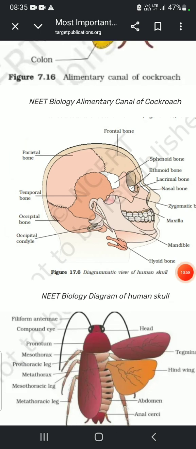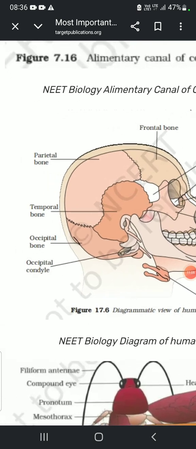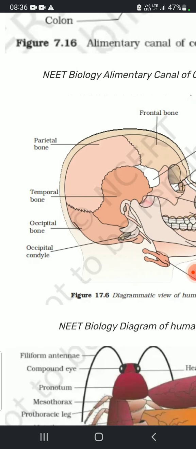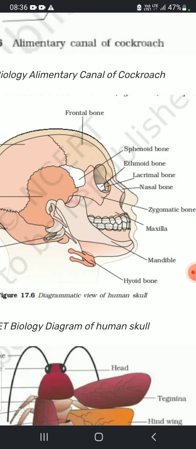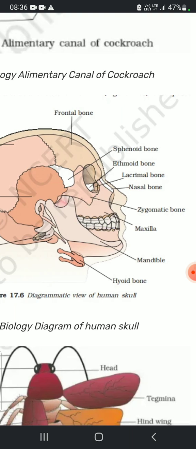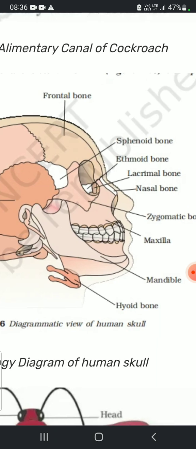So we can see here the frontal bone, then we have backside. On the backside we have parietal bone, then temporal bone is present, then occipital bone is present, then occipital condyle is present. We have one hyoid bone, then on the lower side we have mandible, on the upper side we have maxilla. In nose there is nasal bone, and we have then zygomatic bone, lacrimal bone.